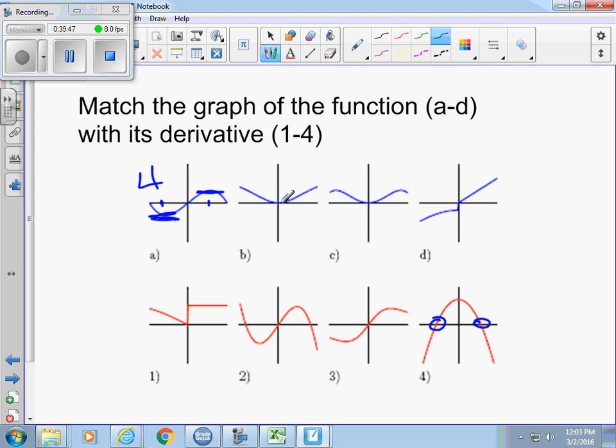So let's look at this one. Where does it have a horizontal tangent? At 0. But so does this one, right? So let me check this next one. Where does it have horizontal tangents? It has 3 of them, right? So here, here, and here. So this looks like 2, which means that would be 3. And that's 1. Now, this one you could only work off horizontal tangents and get there.